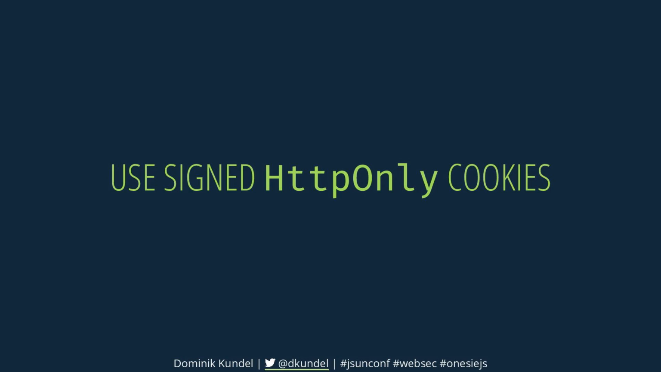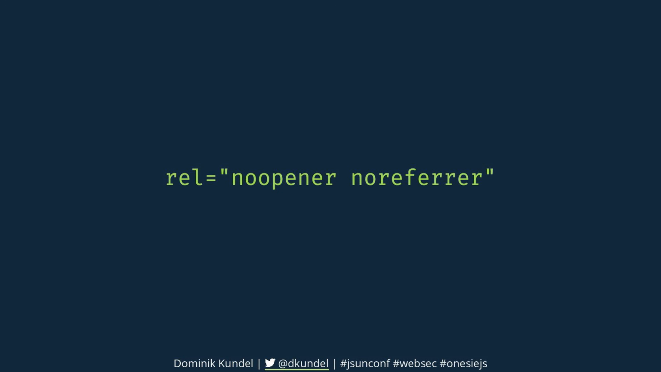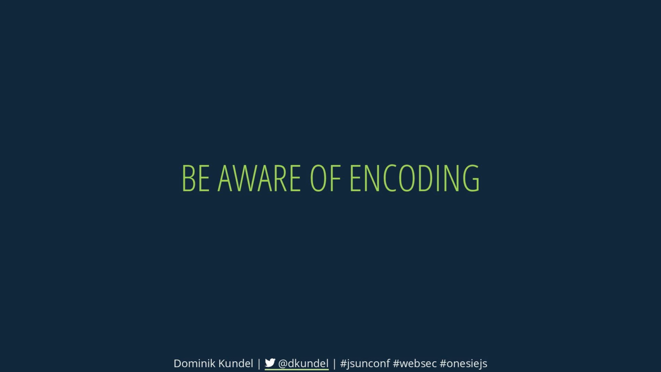To wrap this up, use HttpOnly cookies if there's no reason for them to be available in JavaScript. Be skeptical of JWTs. Don't treat them as a single source of truth, and have an up-to-date library. Use noopener and noreferrer on your target blank links. Use CSRF tokens whenever you rely on cookies, for example, as an authentication method. Blocking XSS isn't trivial, because encoding can be really dangerous. So don't think you got that covered. Always be skeptical and try different things to circumvent it.